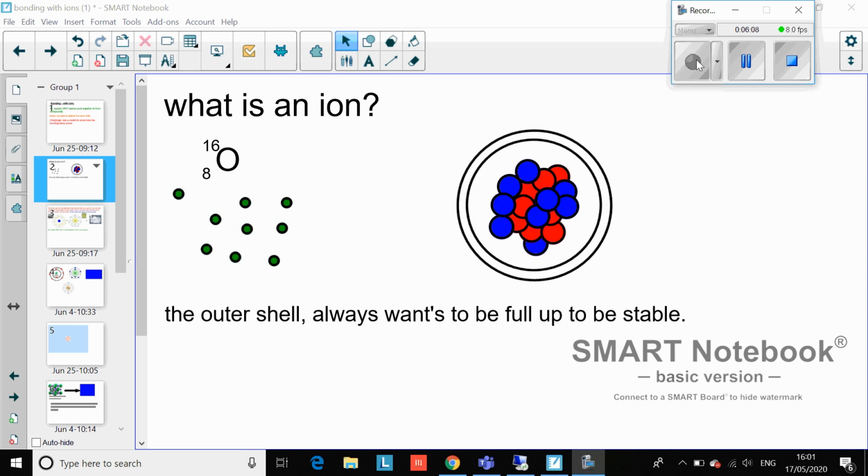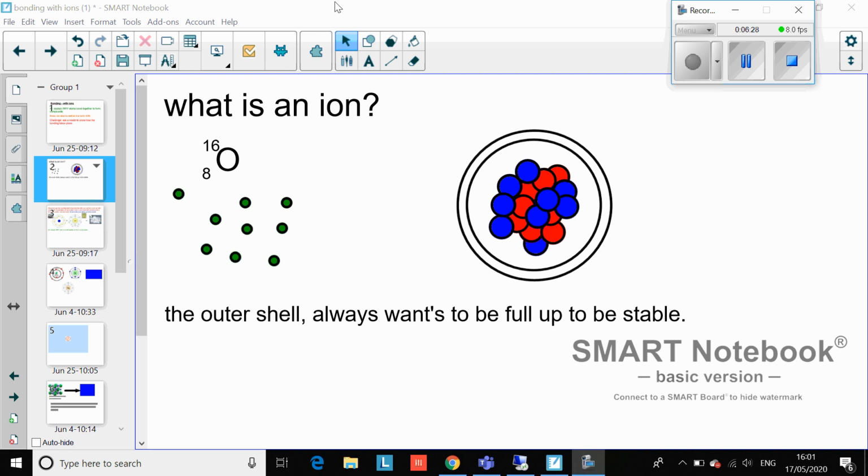Okay, welcome back. Now, what we've got here is oxygen. And if you count carefully, you can see we've got 8 protons: 1, 2, 3, 4, 5, 6, 7, 8. And we've got another 8 neutrons to bring it up to 16: 1, 2, 3, 4, 5, 6, 7, 8.